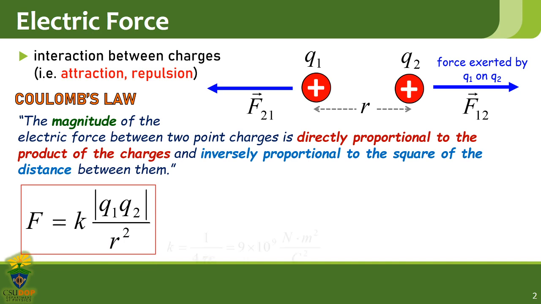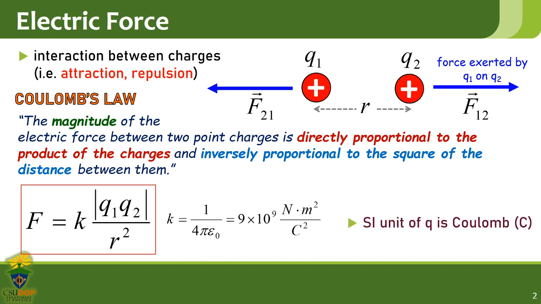The constant K is just a proportionality constant with the value of 9 times 10 to the 9 Newton meter squared per Coulomb squared. Because of this scientific achievement, the SI unit of charge is named after Charles Coulomb.